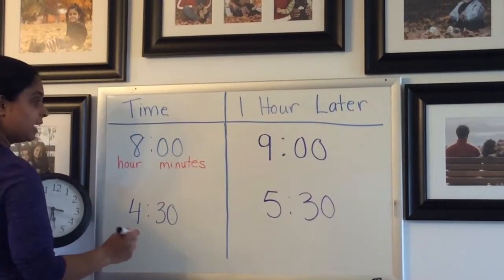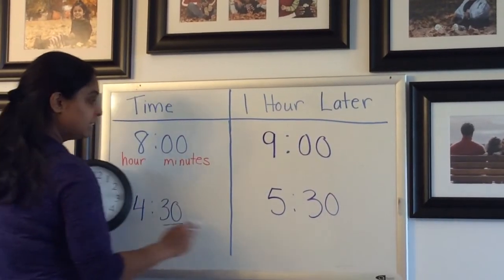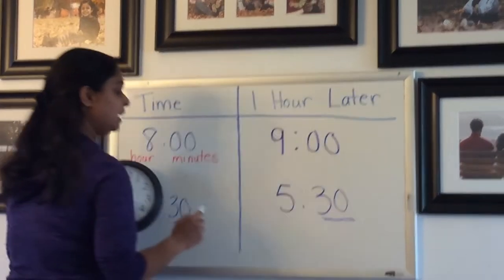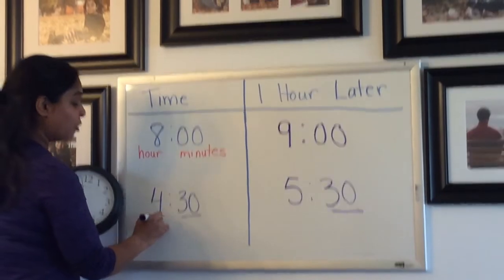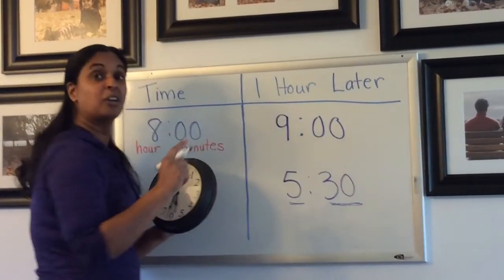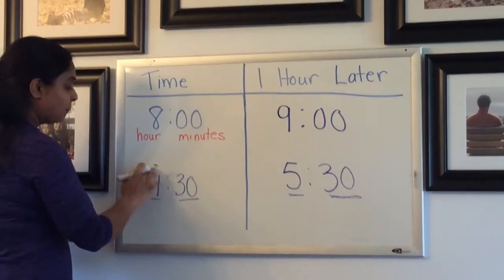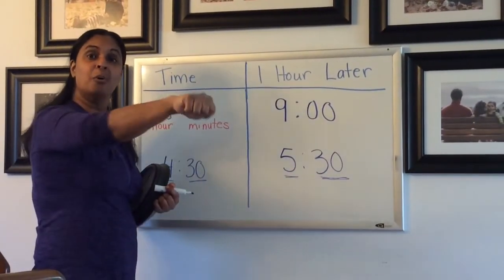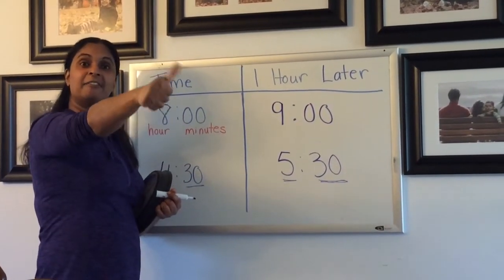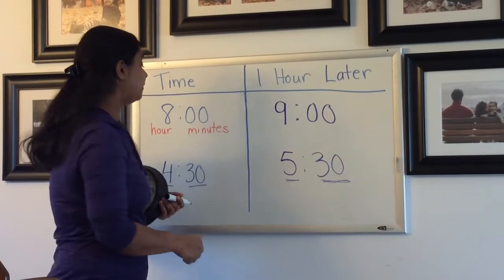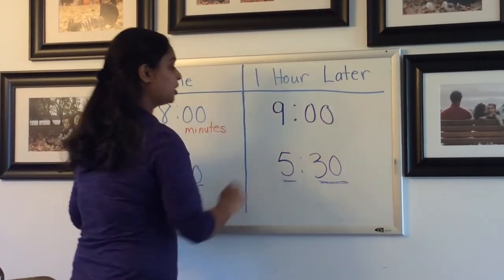Okay, so looking again here, when we went 1 hour later, the minutes did not change. The minutes stayed the same, but we can see that the hour changed from 4 to 5. It went one more. Okay, and I can even do that by punching out on 4, and then going up 1 hour. So 4 and then 5. 1 hour later would be 5. And then I remember to keep the minute the same. The 30 does not change.